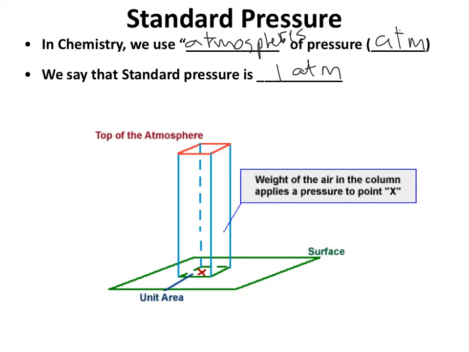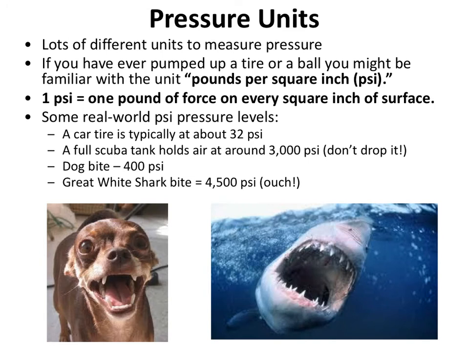So when you're in Santa Cruz, you're gonna have literally the entire atmosphere of the planet on you, and that's 1 atmosphere. There's other units, though, that we can use for pressure. In the United States, a really common unit that we use is pounds per square inch, or PSI. So if you ever pump up a bike tire or a ball, you'll usually be reading that in PSI.